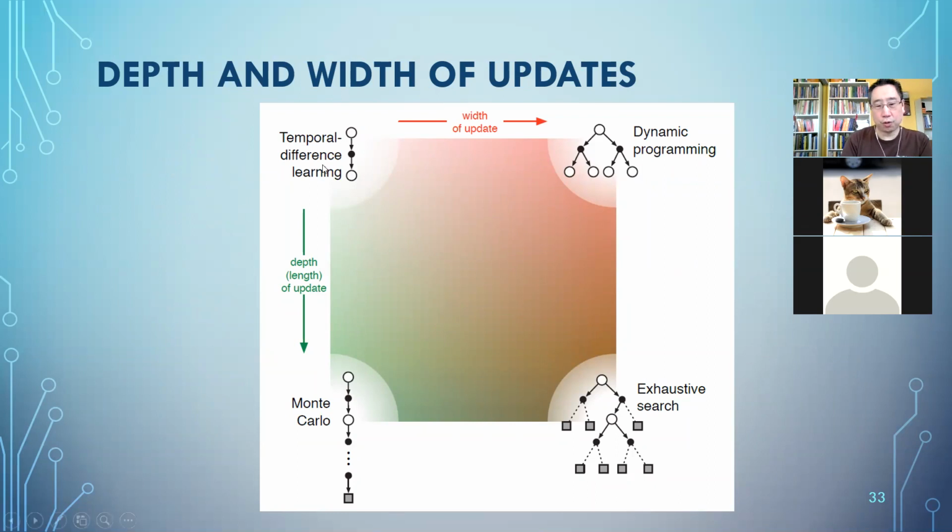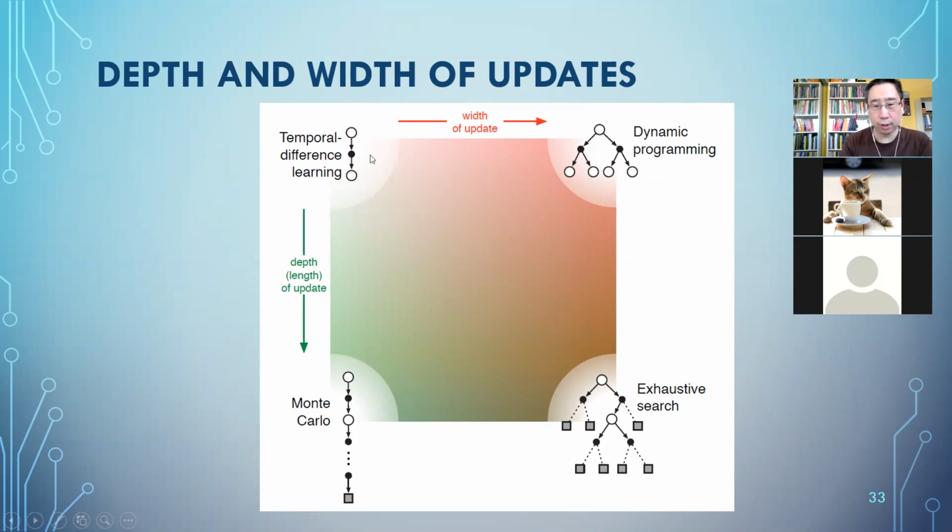In this diagram, it shows a square space where on the x-axis, left to right, is the width of the update. So on the left is very narrow, and on the right is very wide. And then on the y-axis, this represents the depth of the kinds of updates that we do. So at the top is very shallow updates, and at the bottom is very deep updates. If you look at this as a space of different possible algorithms, we can actually say what is in the four corners.